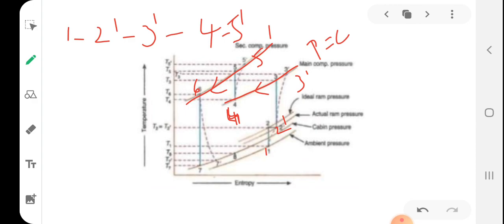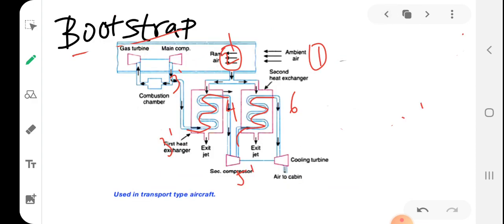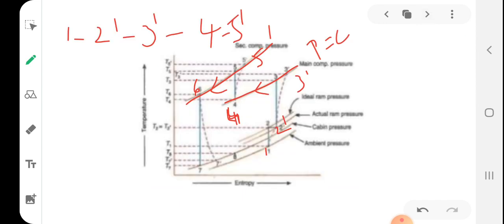Now from 6 to 7, what will happen? In the cooling turbine, the ideal process is isentropic expansion, but that is not possible, so irreversible adiabatic expansion is what takes place. So 6 to 7 is not possible, only 6 to 7 dash. At 7 dash, cooling has taken place in the cooling turbine. After that, the cooled air is passed through the cabin.